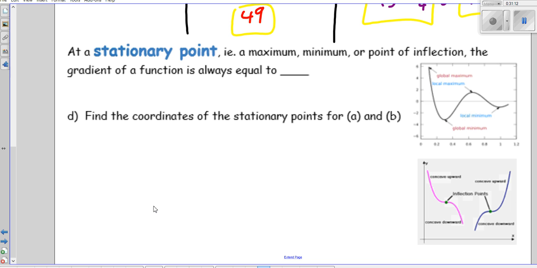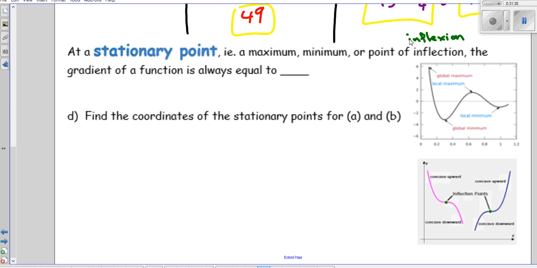At a stationary point, i.e. a maximum, or a minimum, or a funny thing called a point of inflection. You might see it spelled like that instead. Point of inflection. Yeah, so if you want to, you can change it to inflection. Whatever. You might have had a background in this from GCSE, or you might not have, that's fine.